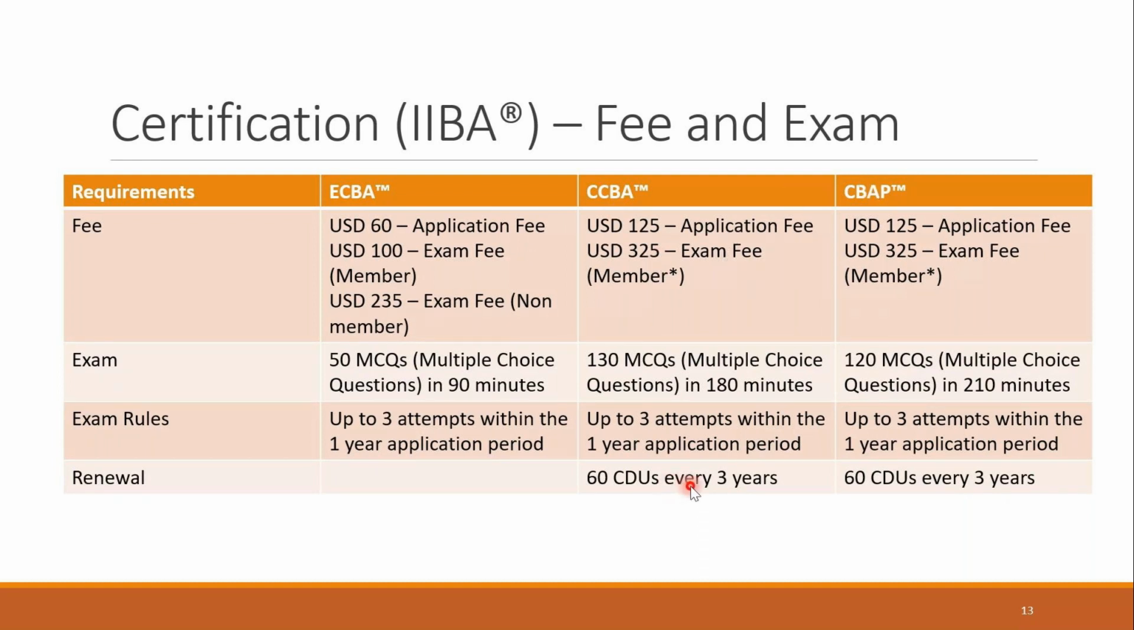So after 3 years, either you appear for the exam again, or there are certain events, activities, or gatherings that happen, you participate in them, or you give trainings, or you participate in the events that IIBA organizes, and you earn CDUs. So you can earn up to 60 CDUs, and you can use them to actually renew your certifications. If you do not have CDUs, then what's the way to renew your certification? You appear for the exam again. Okay.